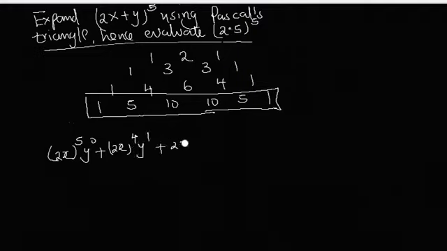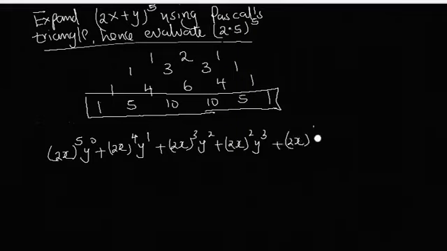Then we add 2x to the power of 3, y to the power of 2. And then we add 2x to the power of 2, y to the power of 3. And then we add 2x to the power of 1, y to the power of 4. And finally, 2x to the power of 0, y to the power of 5. So you notice that for 2x, the powers are reducing from 5 steadily to 0, while for y, it's increasing from 0 to 1 all the way to 5.